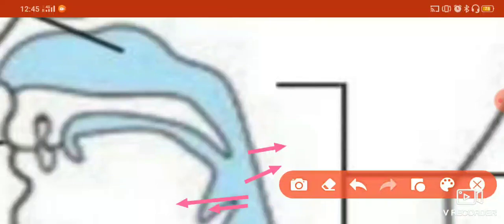This pharynx in the neck has a set of lymphoid organs called tonsils. We all know about this tonsil. It is a lymphoid organ. It acts as a gatekeeper because it prevents the entry of microorganisms inside the body. Then the next part, larynx.